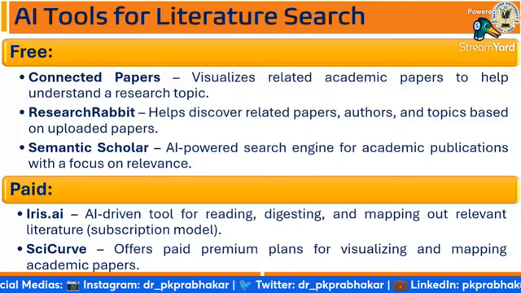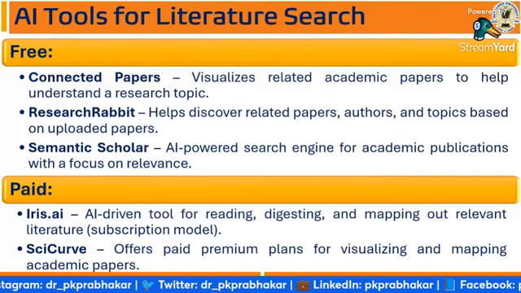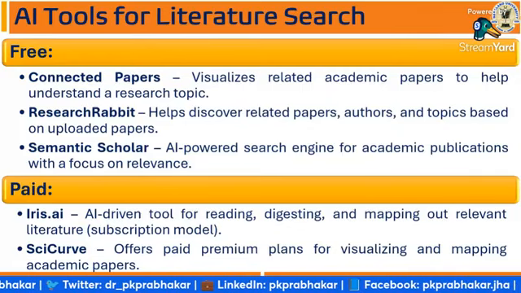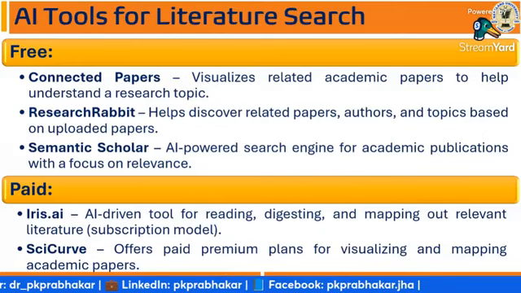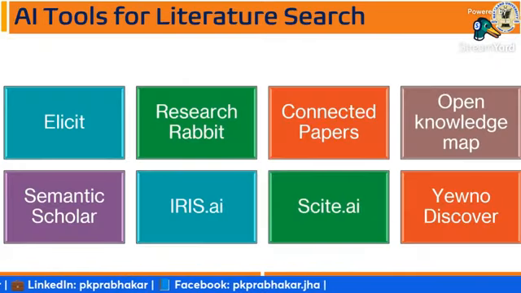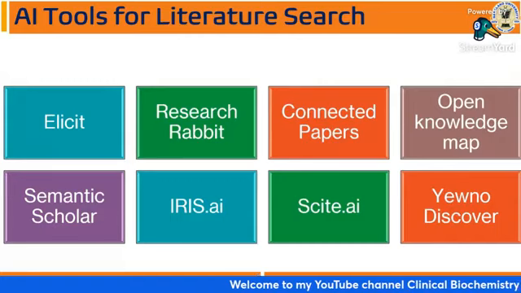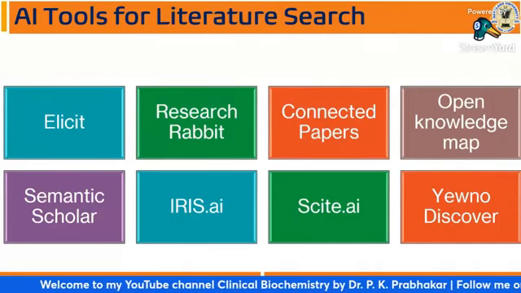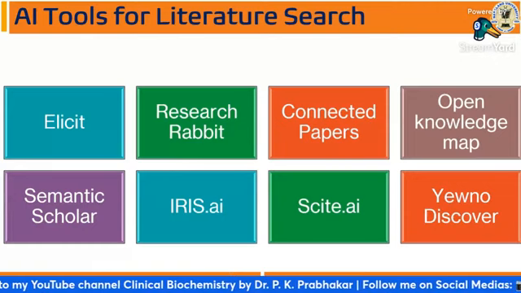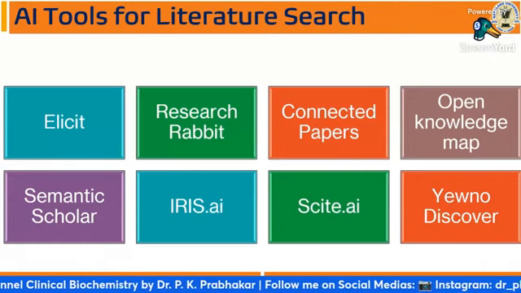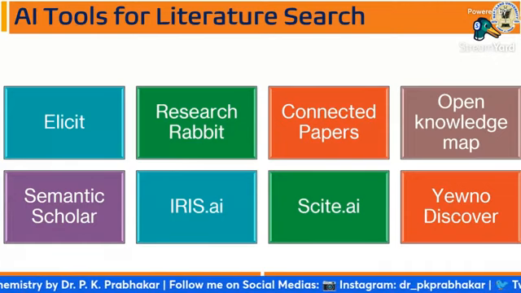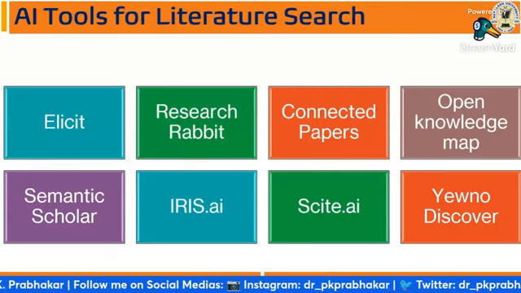Then some paid tools we also have, like Iris.ai. Then we have Scite. These are the paid tools. So these are some of the eight literature tools I have given you. Every tool has some merits and demerits, but these are the AI tools which help you in literature search. You can try some of them. I like Research Rabbit for my purposes, and Open Knowledge Map and Connected Papers. These three you can use.